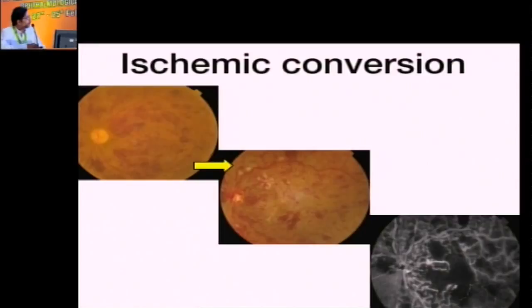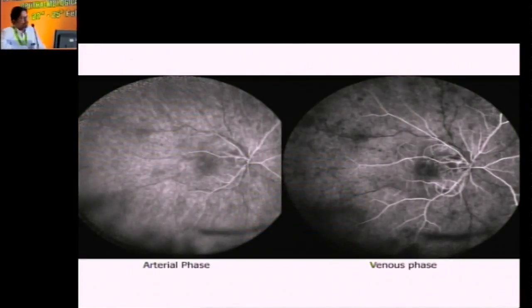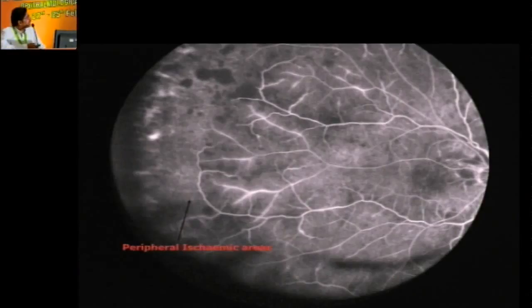You can see extensive non-perfusion areas here. And also if you do the wide-field angiography, sometimes that central area may be normal, but you can see extensive non-perfusion in the extreme periphery, which is not usually picked up with conventional angiographic techniques. So what looks like a non-ischemic CRVO can have significant non-perfusion in the periphery, which may lead to NVI development in the later stages.